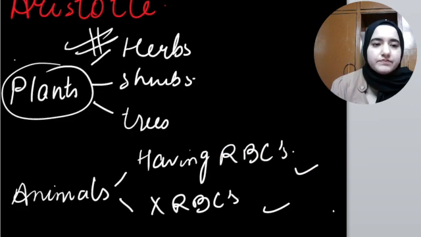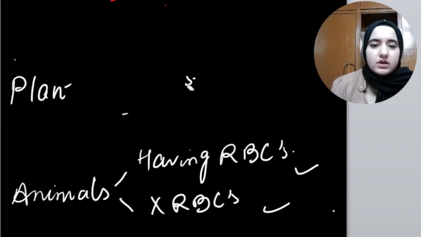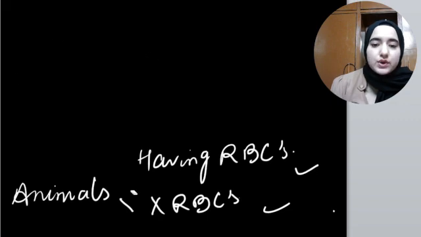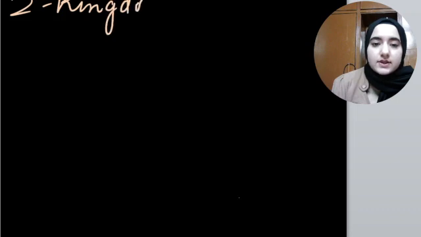Let me write it here. It was again a drawback of two kingdom classification. This is known as two kingdom classification. If a question comes, who gave two kingdom classification, your answer should be Carolus Linnaeus, okay? Not Aristotle, because he just classified into plants and animals. Carolus Linnaeus named that two kingdom classification. What were the drawbacks of two kingdom classification? Let's see.